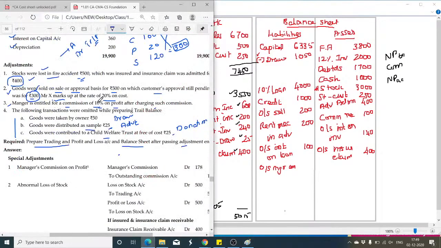Manager is entitled for a commission of 10%. It means manager's commission is 10%. And on what? Whatever it may be, after on, that term is the base. On profit after charging such commission. Profit after charging such commission. That base should always be 100. The base is 100. So commission, 10% commission on net profit after such commission.